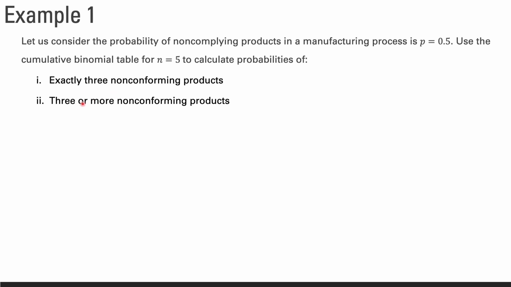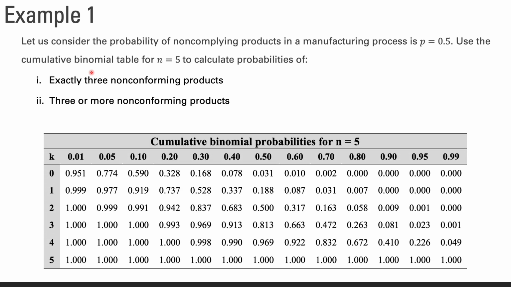Or the second part: if we have a sample of 5, what is the probability that we will find 3 or more than 3 non-conforming products? So we have to find both of these probabilities. But first we need to familiarize ourselves with the cumulative binomial table. You know that the binomial distribution has two parameters, one is n and one is p.